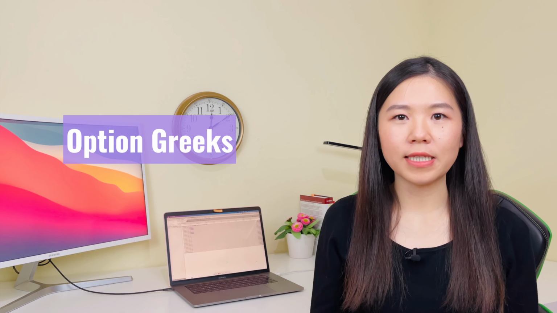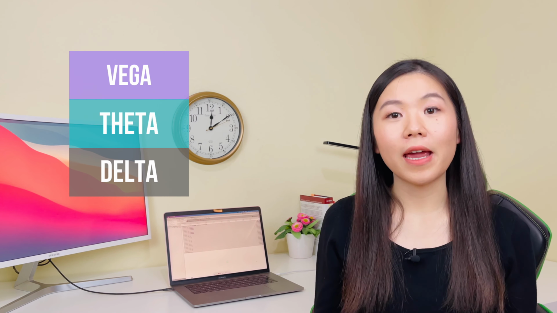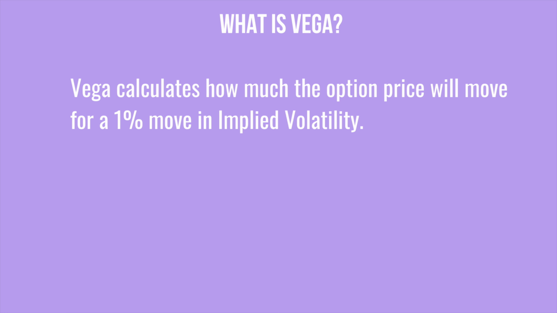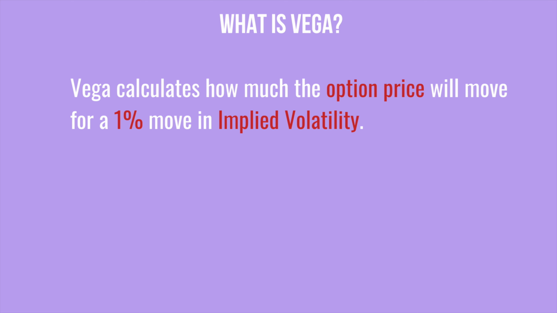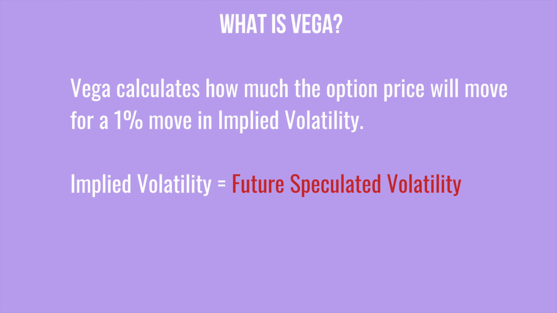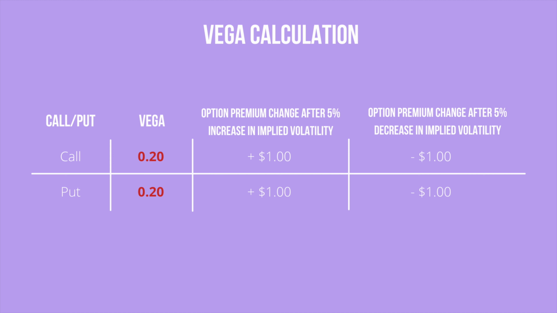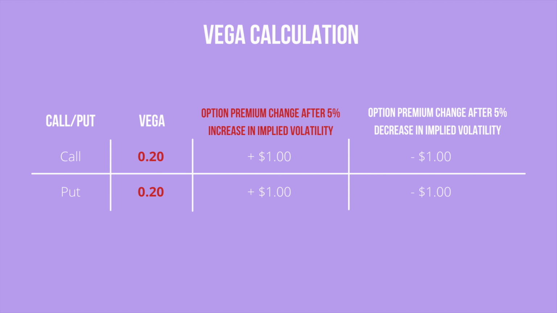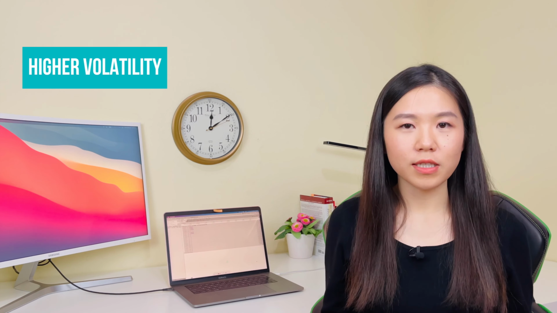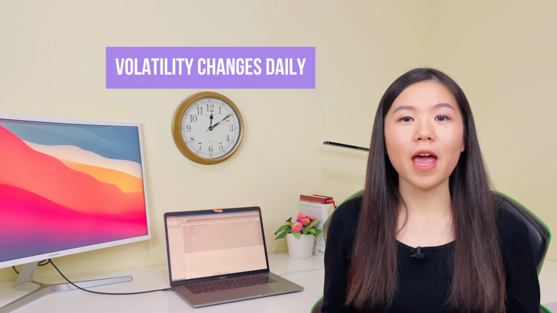The option premium is made up of four major option Greeks: Vega, Theta, Delta, and Gamma. Vega calculates how much the option price will move for a 1% move in implied volatility, meaning future speculated volatility. So if Vega is 0.2 and implied volatility changes from 30% to 35%, then the option premium will increase by $1, not taking into consideration the other Greeks. The more volatile a stock is, the higher the stock option premium will be, and volatility changes every single day.